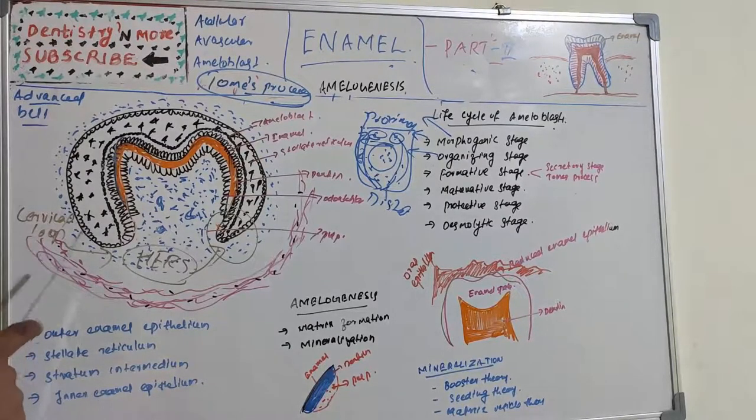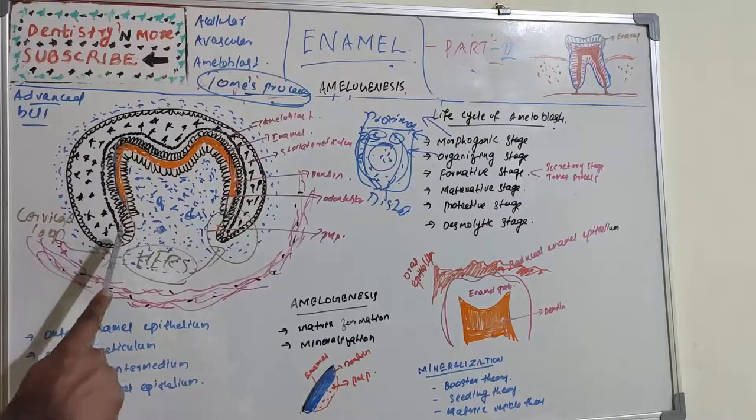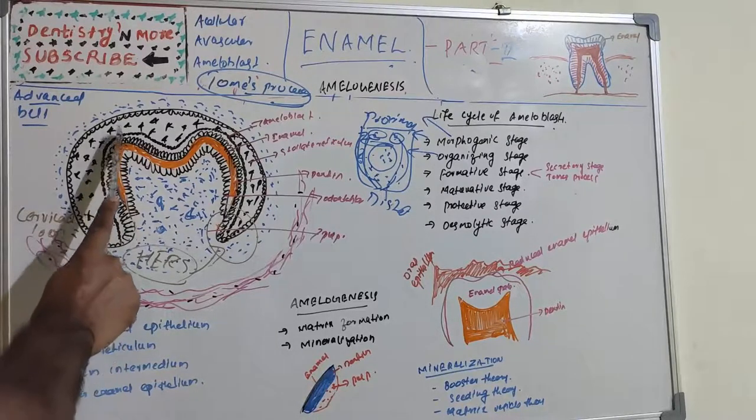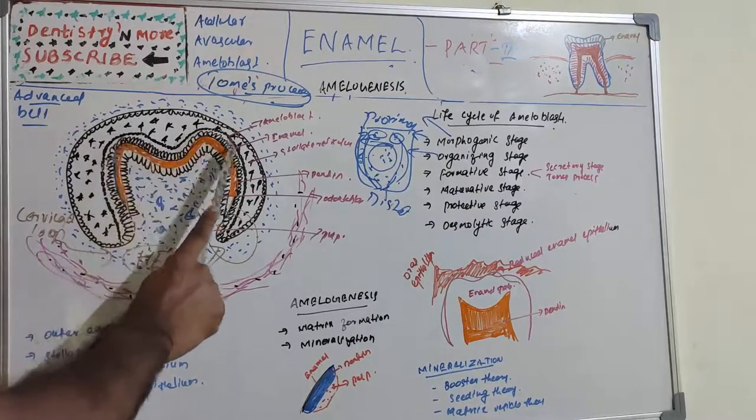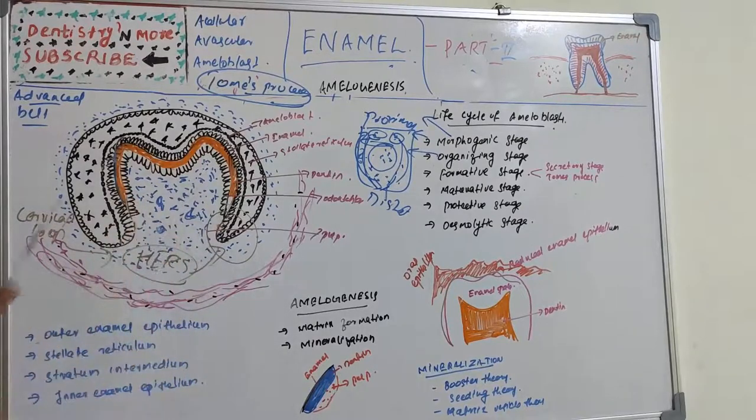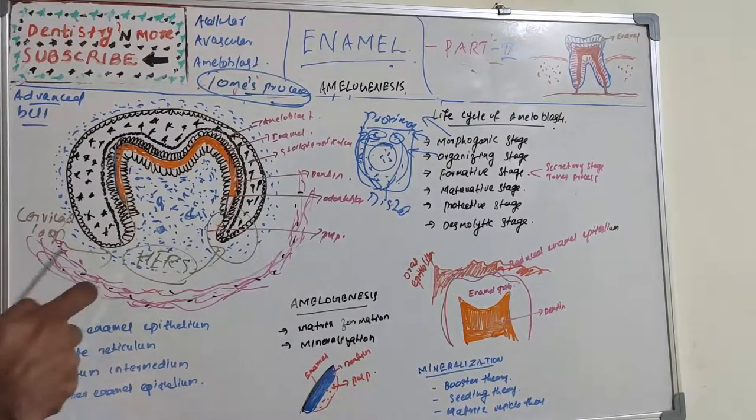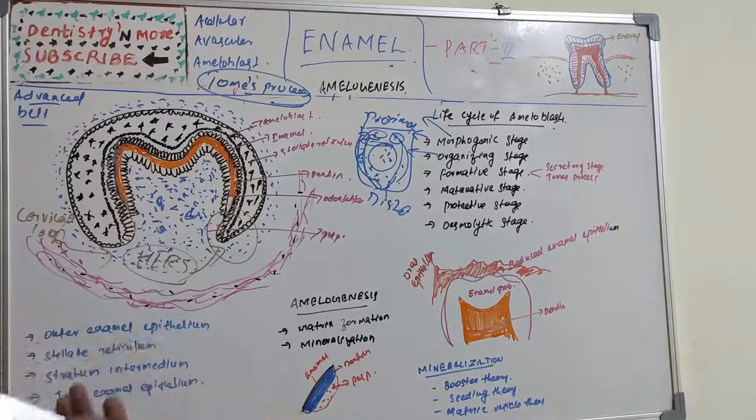So, as enamel deposition proceeds, a thin continuous layer of enamel is formed all along the dentin. This is known as the dentino-enamel membrane. After that, Thoms process forms. As ameloblasts begin to secrete enamel matrix, they move away from the dentinal surface. Each cell forms a conical projection. This projection is known as Thoms process, which enters into predentin.